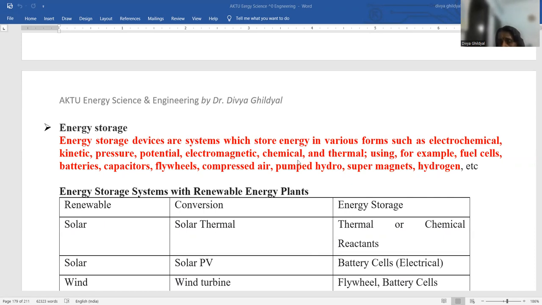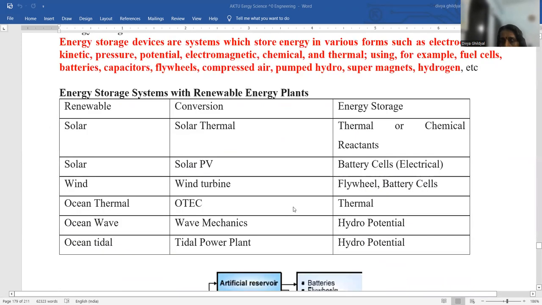I'm just giving an example. Thermal energy, sun's energy, which is stored in daytime, used at night. Fuel cells, batteries, capacitors, flywheels, compressed air, pumped hydro, super magnets, hydrogen, etc. The list is unending. So they all help us in storing this energy. Another example you can take is power backup at your place.